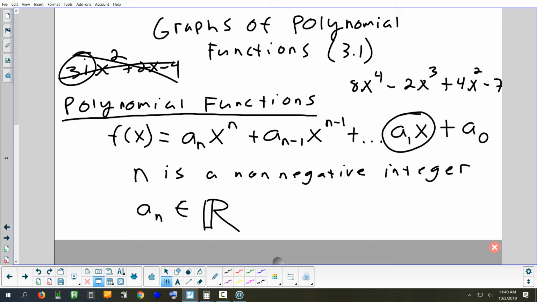Okay, and polynomials are what we call continuous. Okay, we're going to talk a little bit more about that tomorrow. But the simple way to explain it is when you draw it, you never have to lift up your writing utensil to draw a polynomial. It's connected the whole time. Okay.